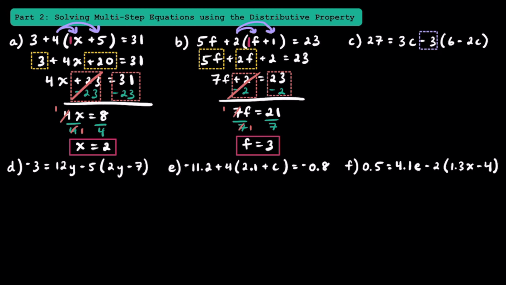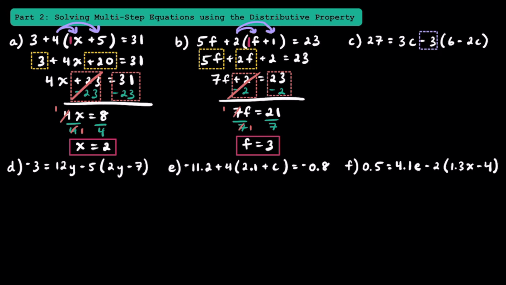Try to be careful with this minus 3 that's in front of the parentheses. You really have two options here. You can distribute the positive 3, but make sure you subtract everything afterwards. Or you can remember that this minus 3 is the same thing as adding a negative 3, and that we're really going to distribute a negative 3.